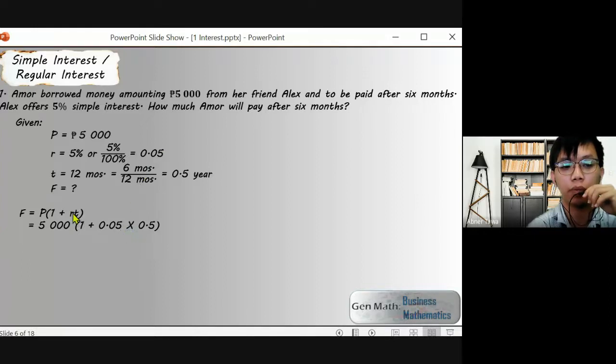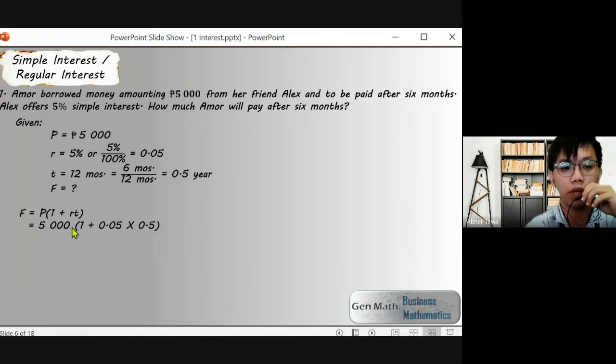So always remember, when we have here two symbols for two values, we're going to understand that as R times T. So it's like a parenthesis, P times the quantity 1 plus RT. The operation between P and this one is multiplication, and the operation between R and T here is multiplication. So our rate here is 0.05 as we have in the given, and then that length of time will be 0.5 year. So we're just going to substitute the given values in our formula.